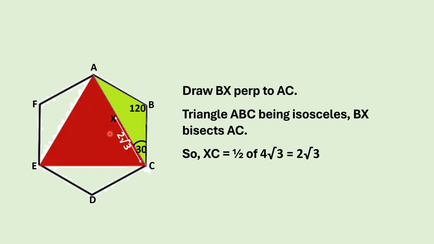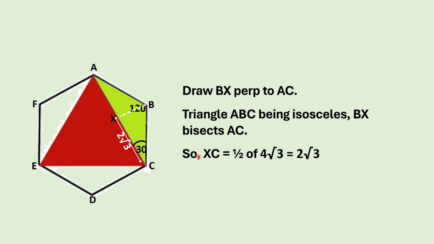Now draw BX perpendicular to the base AC. Only the shaded triangle BAC we are considering. Draw BX perpendicular to the base. Because this is an isosceles triangle, BX will bisect the base. So the full AC was 4 root 3, and half of this, from X to C, will be 2 root 3.